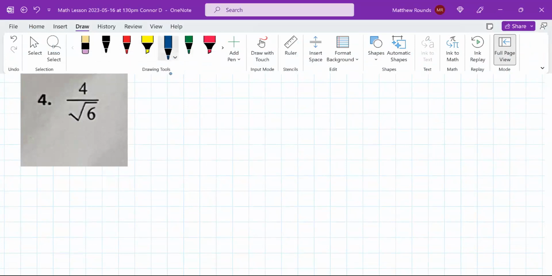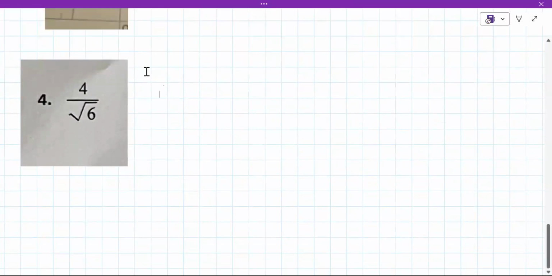Will you tell me what you're doing before we get too far into it, though? Yeah, because I know you never want a radical on the bottom. So I'm multiplying the radical 6 by itself to change it just to 6. Good. And then I'm doing the same thing on the top. Yep. Very good.